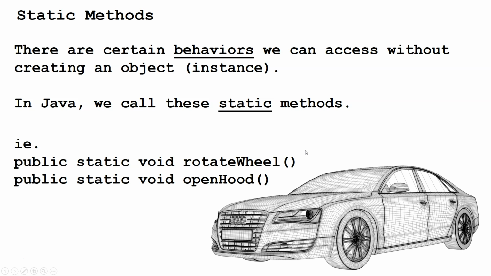Now, there are certain behaviors in Java that we can access without creating the object. We can do it simply from the class. These are static methods in Java, and we know they're static methods because they have the word static there. For example, we can rotate the wheel in this blueprint. We can open the hood in this blueprint. That's why these are static methods. We don't need to create the actual car to use them, though we could use them on an actual car.